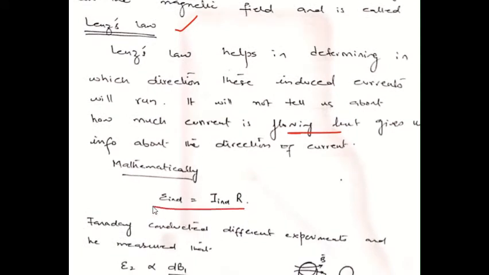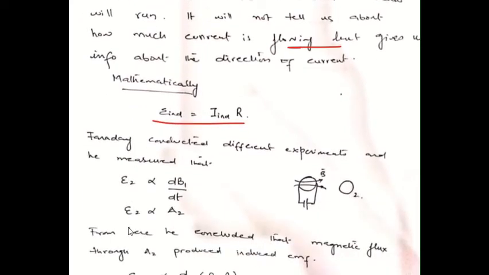This is Ohm's law. And Faraday conducted different experiments, and he measured that when the magnetic field is varying with time, then we have induced EMF in this second loop. So induced EMF in the second loop is directly proportional to the rate of change of magnetic field in the first loop, and induced EMF in the second loop is directly proportional to the area.